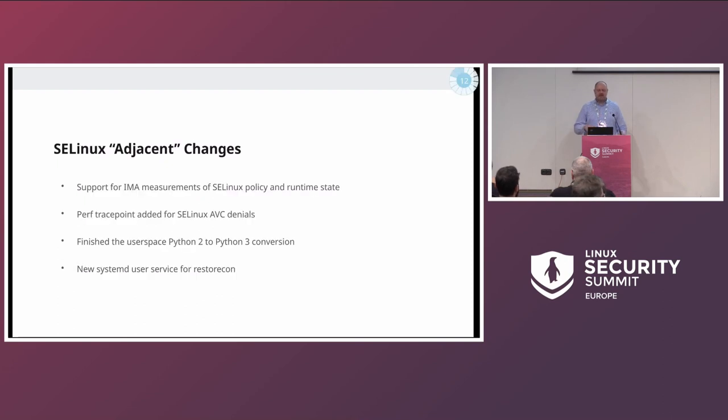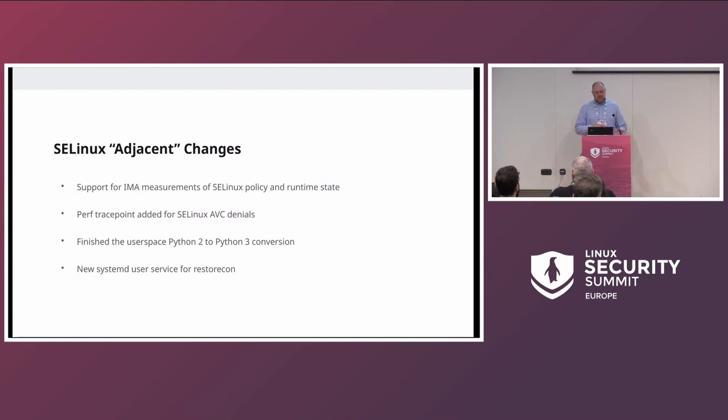And we've got what I just call SELinux adjacent changes, even though some of these were actually changes in the SELinux code. These are changes that impact how SELinux works with the rest of the world and how the rest of the world works with SELinux. Probably one of the cooler things is that IMA, which I hope all of you are familiar with at this point, also now has the ability to measure SELinux policy and runtime state in the kernel, so that's kind of cool. You can include that as part of your attestation.